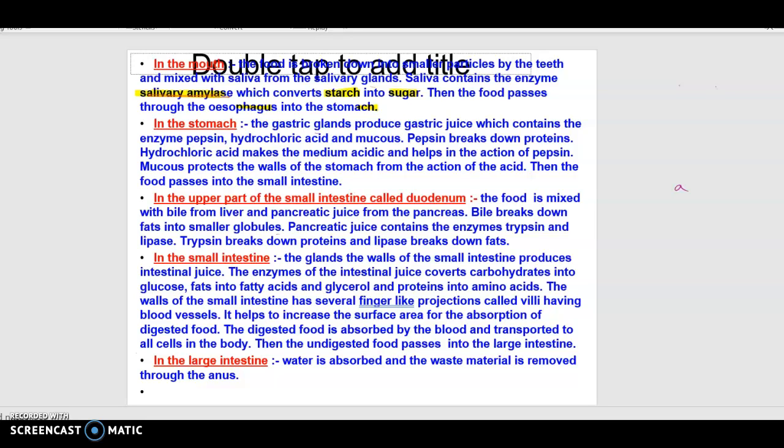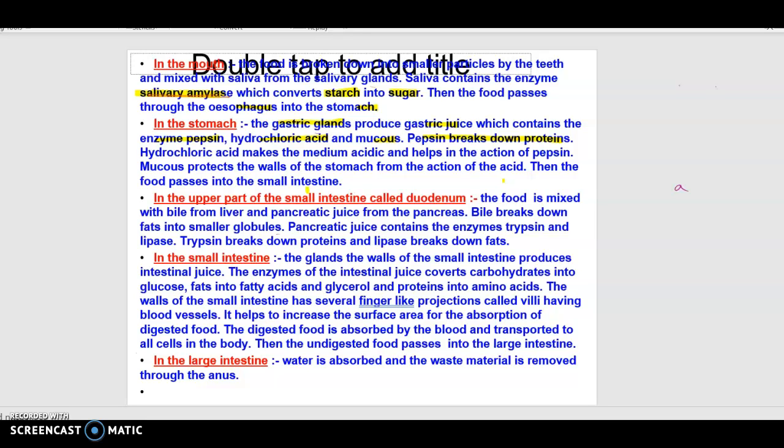Now what happens in the stomach? Gastric glands produce gastric juices which contain the enzyme pepsin, HCl and mucus. Pepsin breaks down proteins. Hydrochloric acid makes the food medium acidic and helps in the action of pepsin. Finally, mucus protects the walls of the stomach from the action of acid. Then food passes into the small intestine.